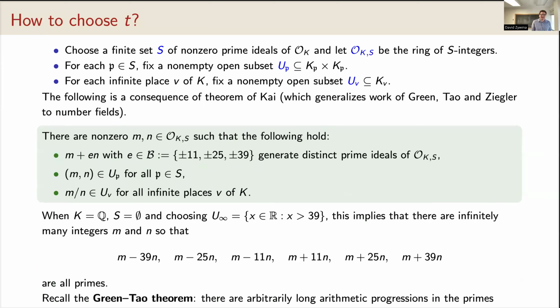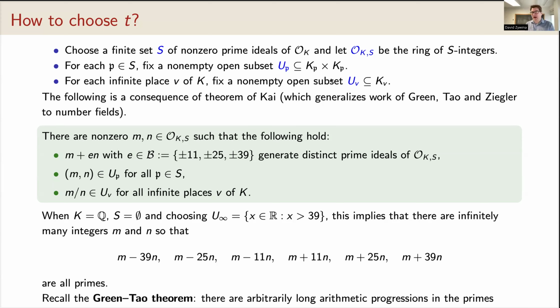Great. So I had a set S of prime ideals. And for each prime p in that set, I'm fixing an open set U_p of the p-adic completion of K, two copies of it. And for each infinite place v, fixing a non-empty open subset U_v of K_v. So there's a bunch of choices. We'll deal with this. And now the following is one of the engines of the proof.